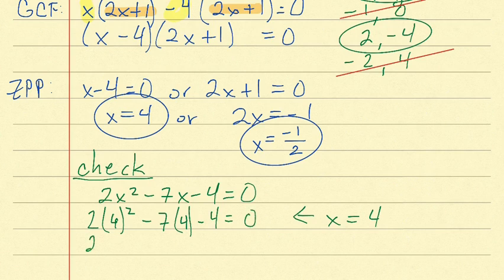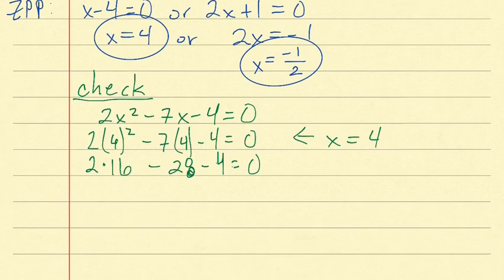And using order of operations, I know that this is 2 times 16. I know this is negative 28. Nice 8. And I know that 4 is 4. 2 times 16 is 32. Negative 28 is negative 28. Negative 4 is negative 4. 32 minus 28 is 4.